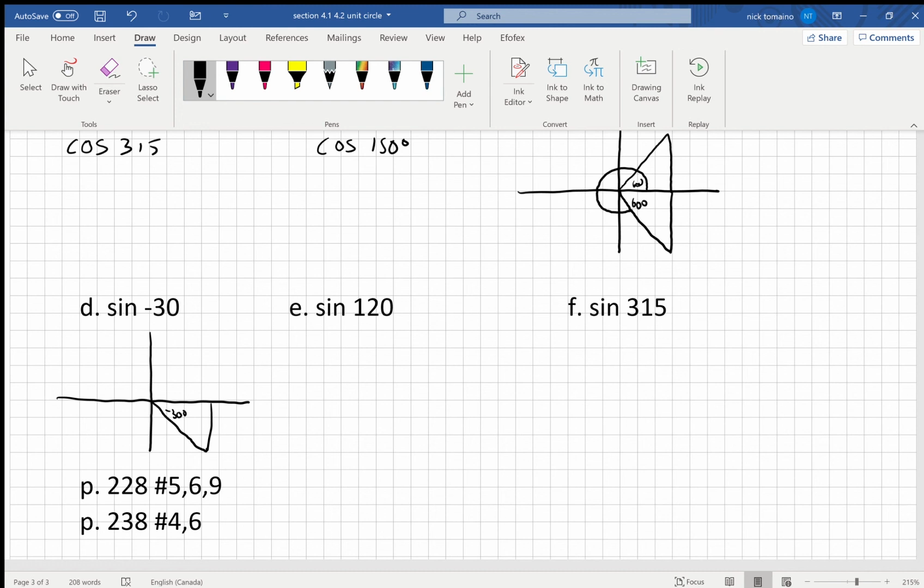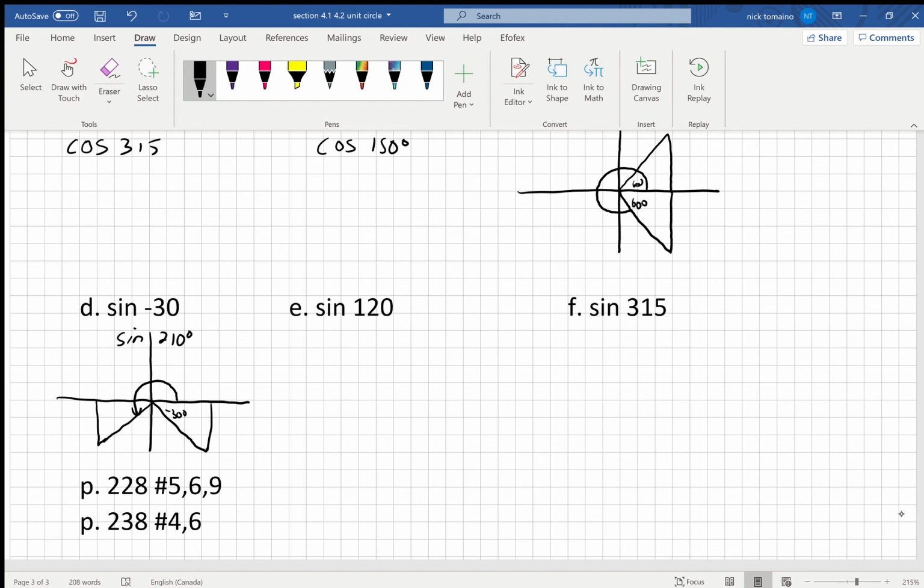Where else is it negative? Over in this quadrant here. That's where it's negative as well. So that's going to be the same length as that. So the rotation from here all the way to here is going to be 180 plus 30, which is 210. So again, if you type that in and that in, you get the same answer.